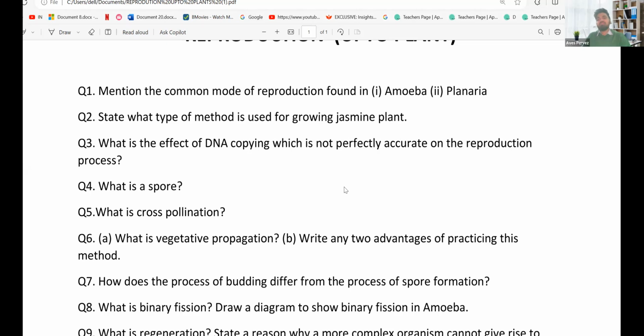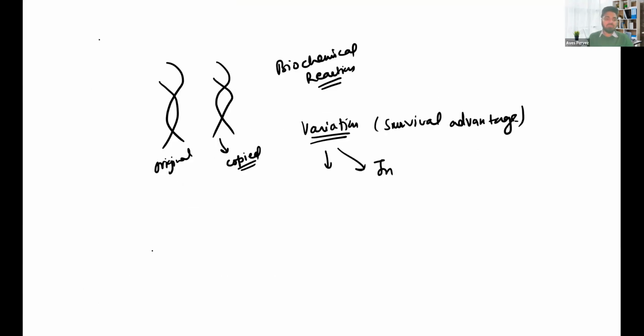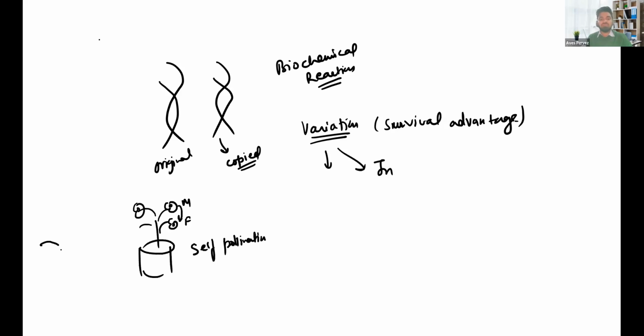Let me explain that there are two cases. Suppose this is plant A, with a male flower and a female flower. If pollen is transferred from male to female, this is self pollination. And if we have a bisexual flower, and the anther is transferred from this to this, this is also self pollination.